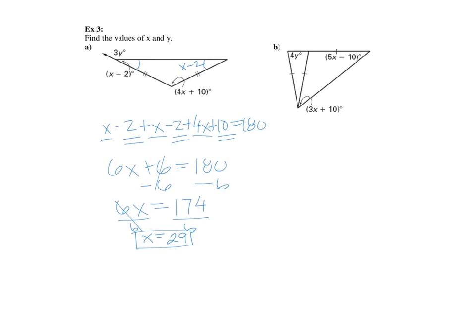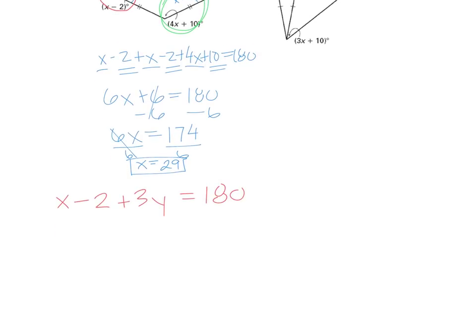There's two different ways you could do it. You could notice that these are a linear pair here, or you could also notice that this is an exterior angle, so it's equal to the sum of these two angles here. So your choice, how you want to approach the problem. But I'm going to add them up. Set equal to 180. And I just figured out x, it's 29.